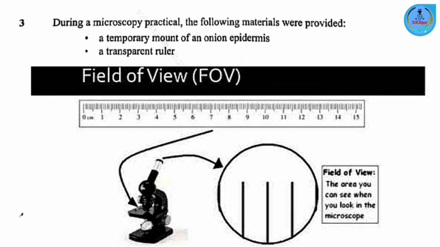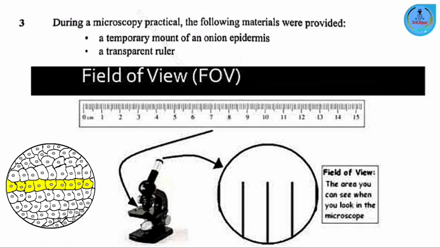And this usually appears as circular, okay? So if you want to estimate the size of a cell, how do you go about it? Number 1, you're going to take the ruler, place it on the stage. Now by doing so, you are going to measure the diameter of the field of view. Now remember, the field of view appears as a circle. So you're going to measure the distance from one end to the other, and this is what is referred to as the diameter.